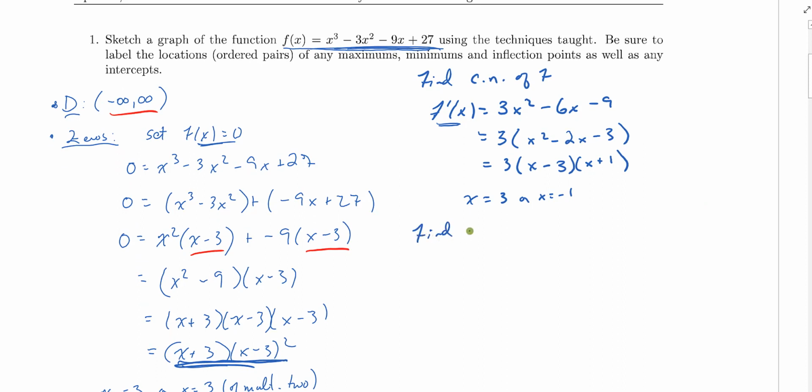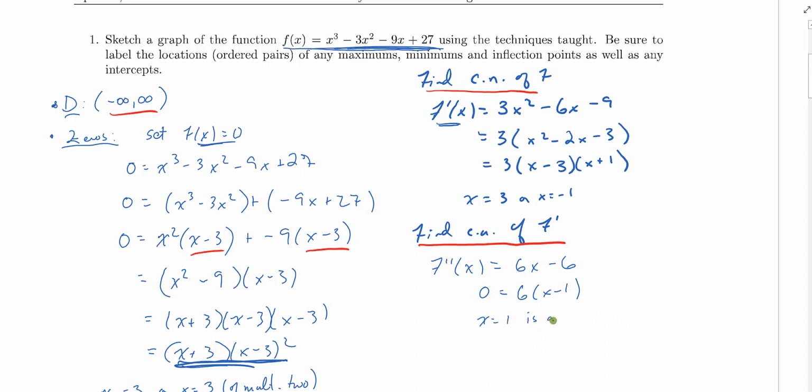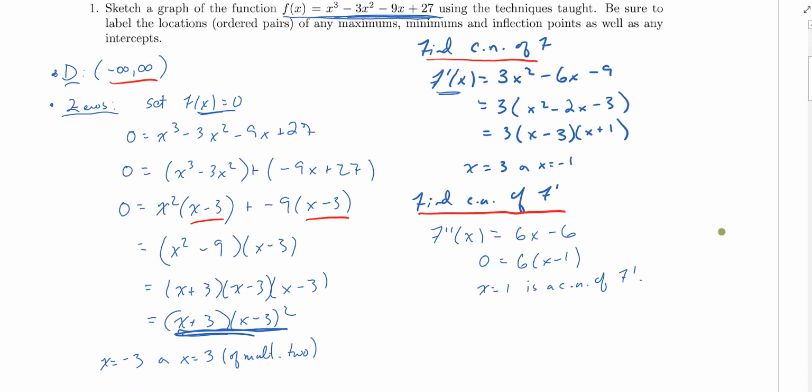The next thing we're going to do is find the critical numbers of f prime. So to do that, we're going to look at f prime's derivative, the second derivative of this function. The second derivative is 6x minus 6. If we set that equal to 0 and factor this, we get 6 times (x minus 1). And so we see that x equals 1 is a critical number of f prime. Okay.